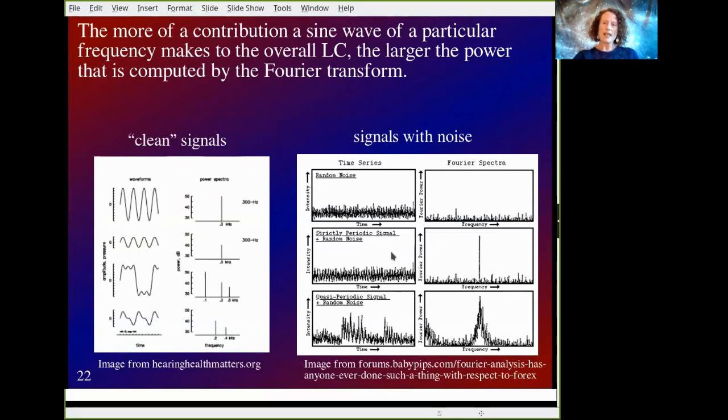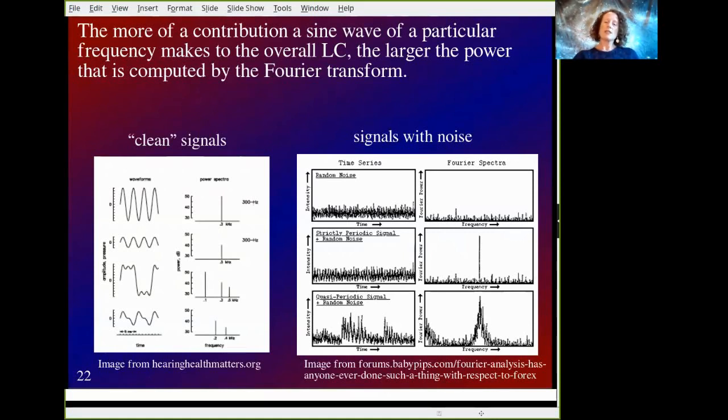The one in the middle then has a periodic signal with noise as well. And when this is put through a Fourier transform, you get a nice spike, a lot of power at that frequency, and then you get some noise. And then finally, this last panel on the bottom shows a signal that is quasi-periodic, so it's got almost the same period each time, but not quite. It varies a little bit, and it has noise.